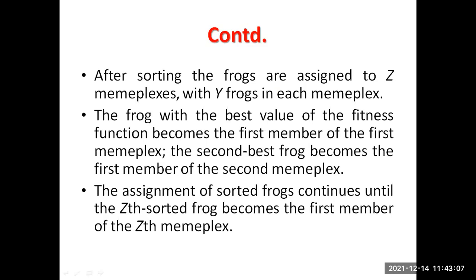Now, after sorting, the frogs are assigned to Z memplexes with Y frogs in each memplex. What has to be done? You know that the sorting has been carried out. Now we need to distribute these frogs among different colonies, different memplexes. In each memplex, a certain number of frogs will be present. So let us assume there are Z number of colonies and Y number of frogs in each memplex.